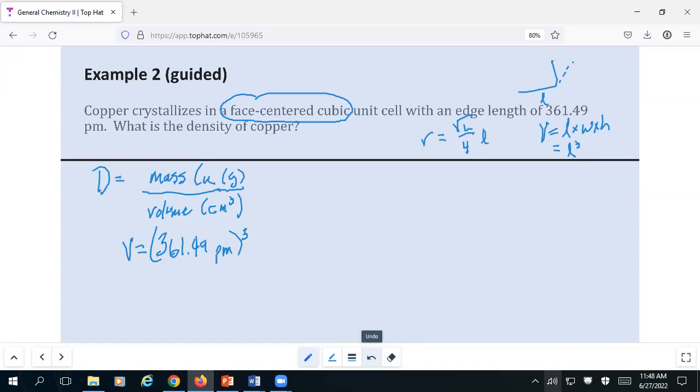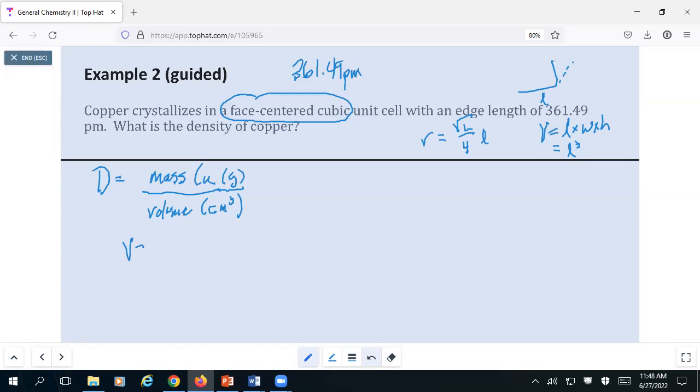Might be in our better interest, though, to turn that into centimeters first. Because if you remember from chapter 1, converting units of volume to each other can be kind of a tricky enterprise, because you've got to take the conversion and cube it to do it. Might be easier for us to first take this 361.49 picometers and convert it to centimeters first.